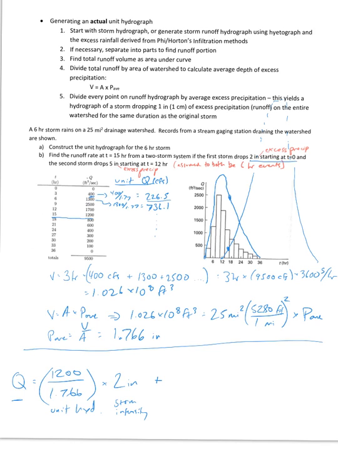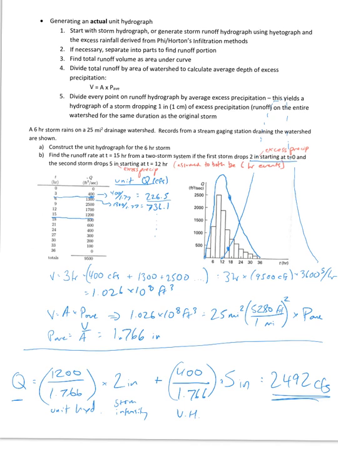Then we have to add what's going on from the second storm. The second storm starts at t equals 12 hours, and we're looking again at 15, so 3 hours after that second storm starts. We see that it should be 400, but we're dividing by 1.766 again. This, again, is the unit hydrograph value. Now we multiply that by 5 inches to get the second storm's actual value. And that's going to give us our total value, which is 2,492 CFS.